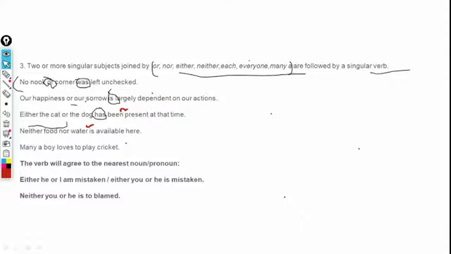The thing you have to remember is, when you see two or more singular subjects connected by or, nor, either, neither, each, everyone, many a, these will have definitely a singular verb. Neither food nor water is available. So is. Many a boy loves to play cricket.